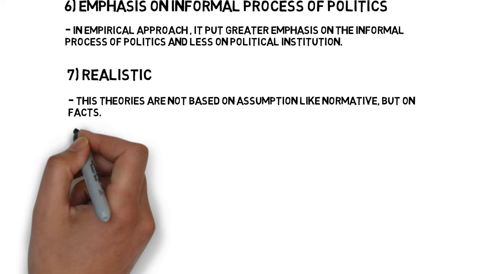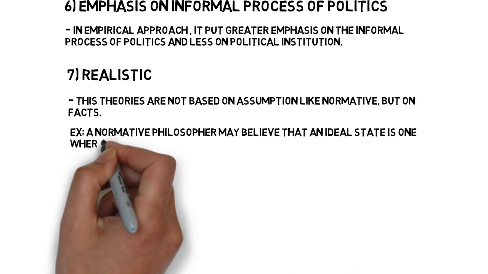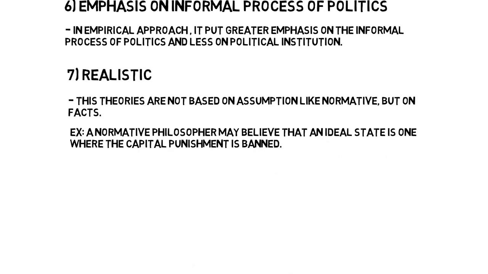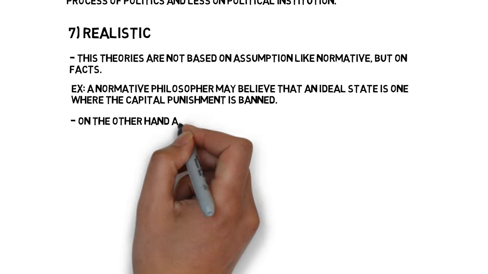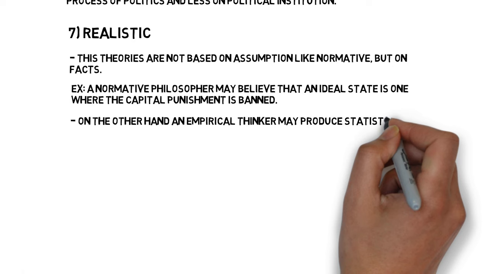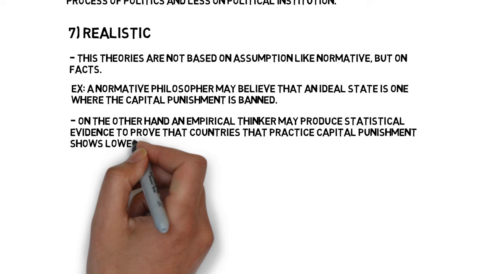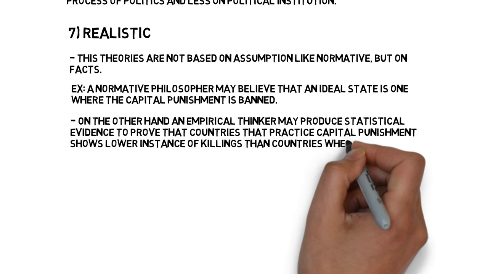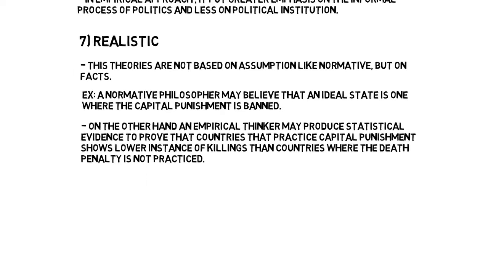Let me explain this with an example. A normative philosopher may believe that an ideal state is one where the capital punishment is banned. On the other hand, an empirical thinker may produce statistical evidence to prove that countries that practice capital punishment show lower incidence of killing than countries where the death penalty is not practiced. So in short, the realistic approach believes in the hard facts and data which have been gathered through the method of scientific approach and not just on assumptions like the normative approach.